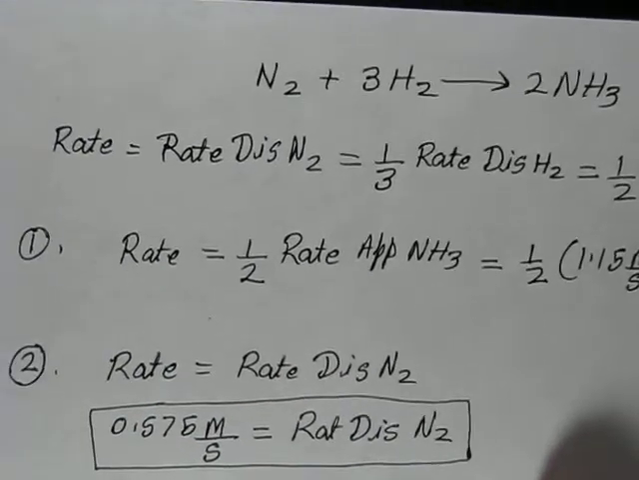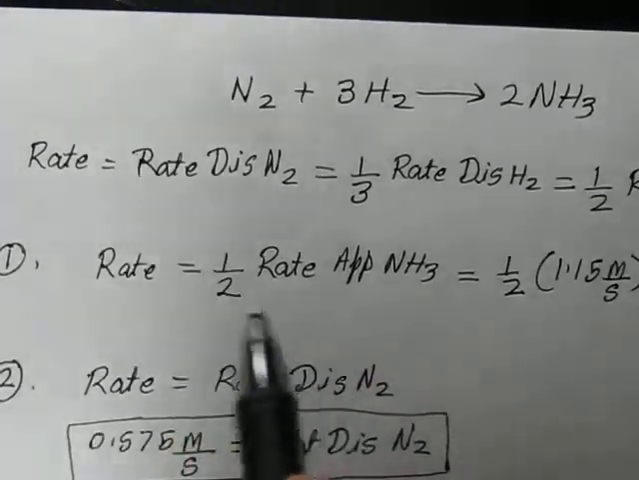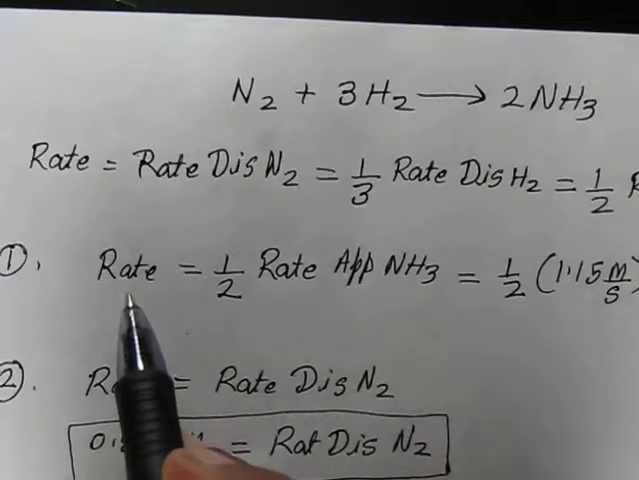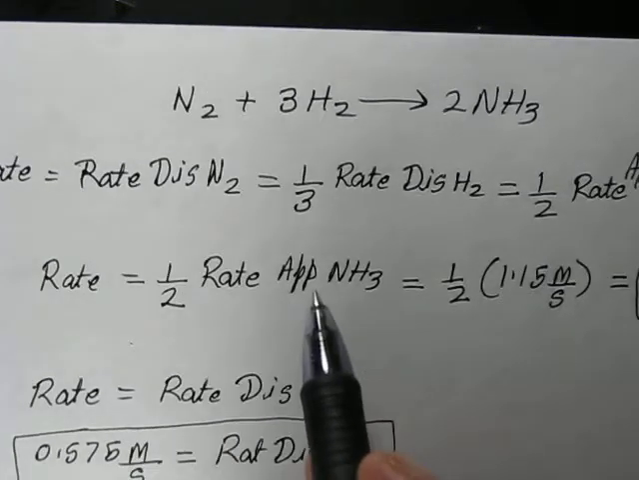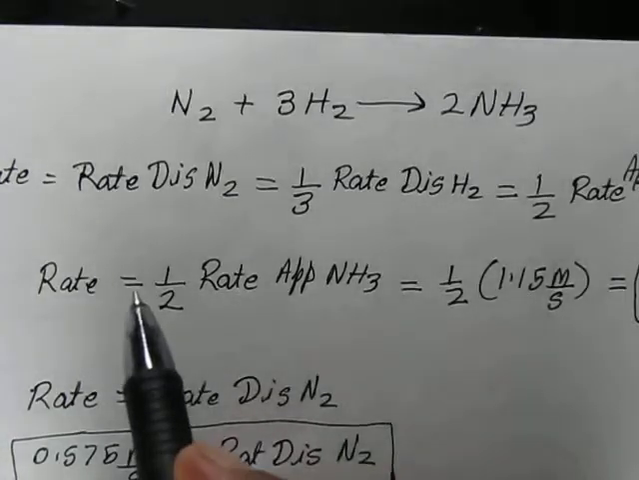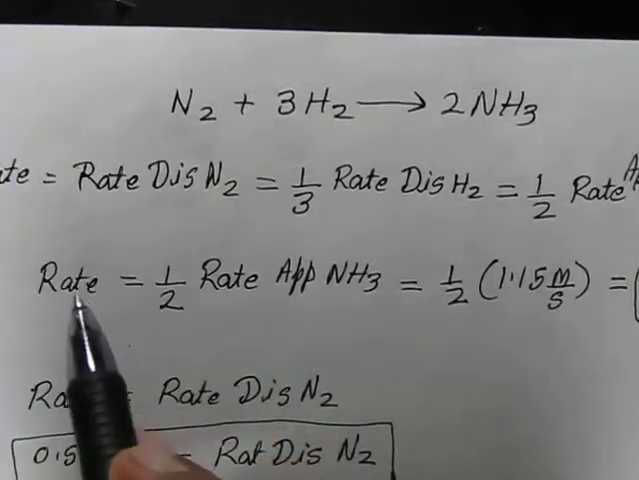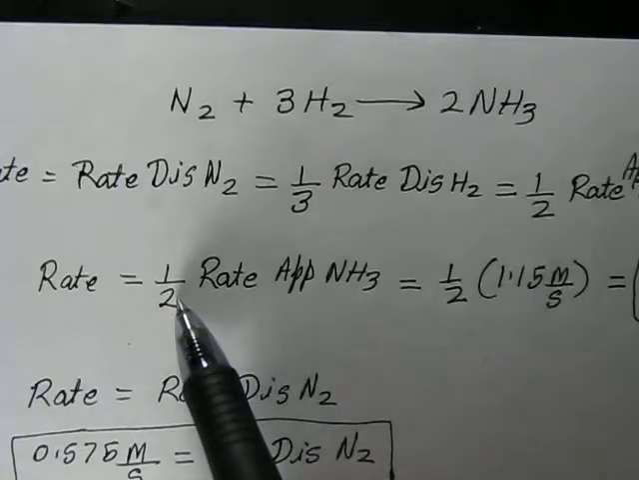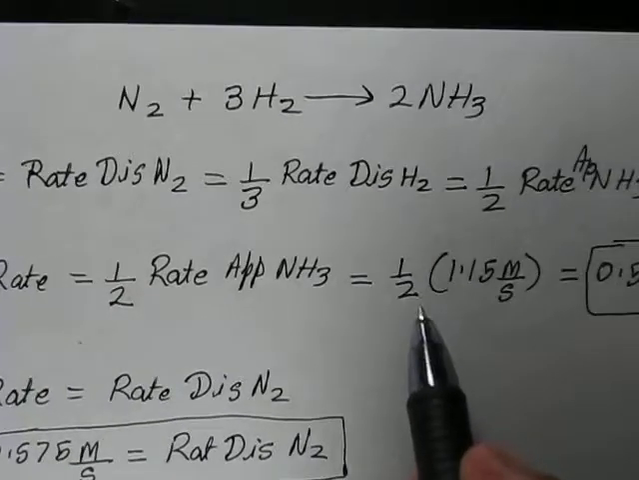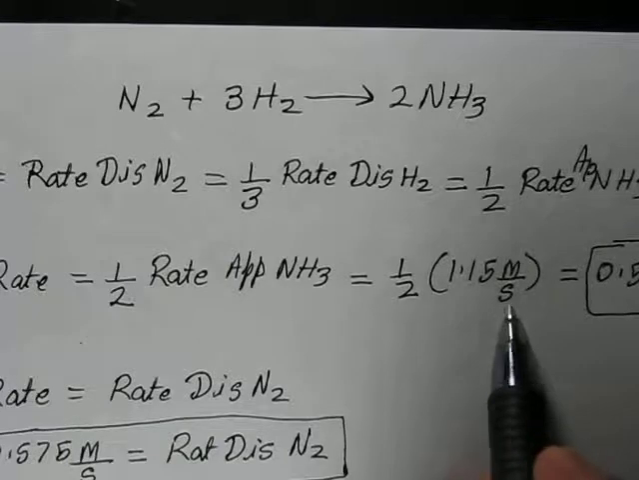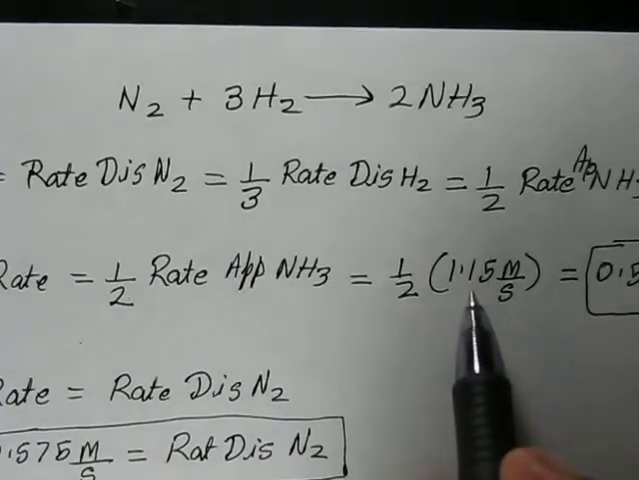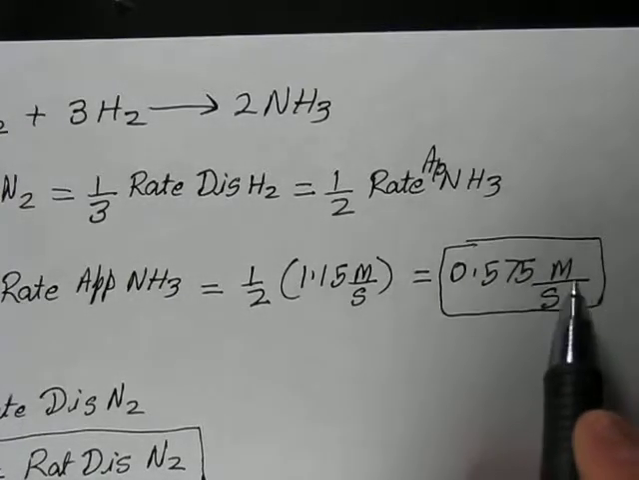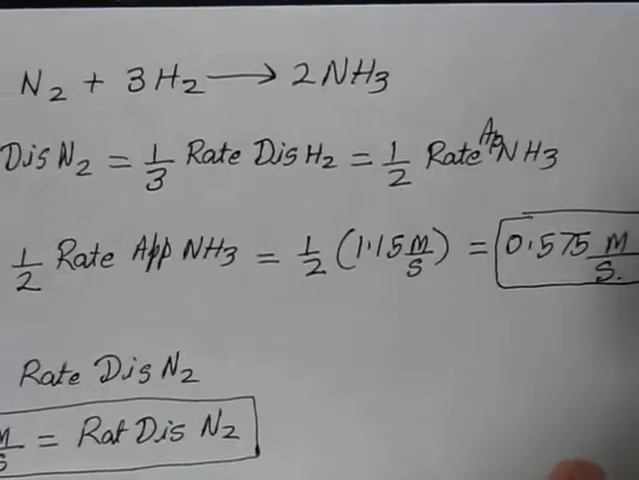So in this case we have to establish the relationship between the rate of appearance of ammonia and the reaction rate. Basically we have to find the reaction rate, but the ammonia appearance rate is already given, and the relationship between these two will be 1 over 2 the rate of appearance of ammonia, because based on the coefficient it goes into the denominator. So we can write 1 over 2 times 1.15 molarity per second, which is the rate of appearance of ammonia given in the question. Once you divide this, you will get the answer 0.575 molarity per second. So this is the first answer for the rate of reaction.